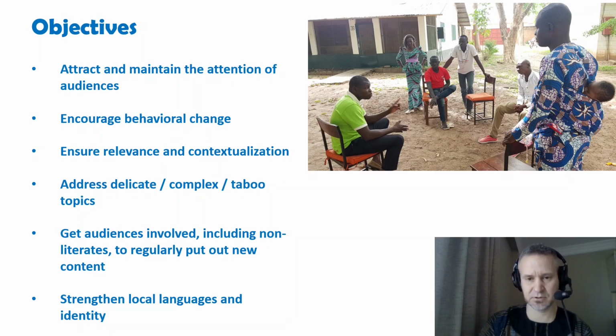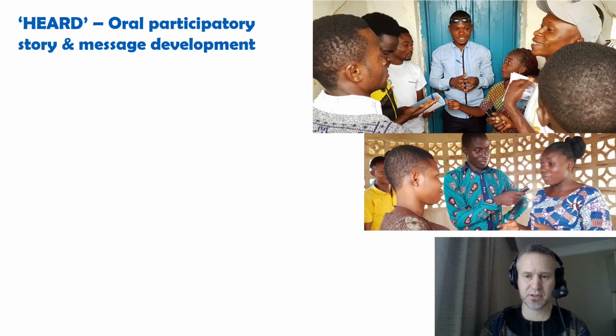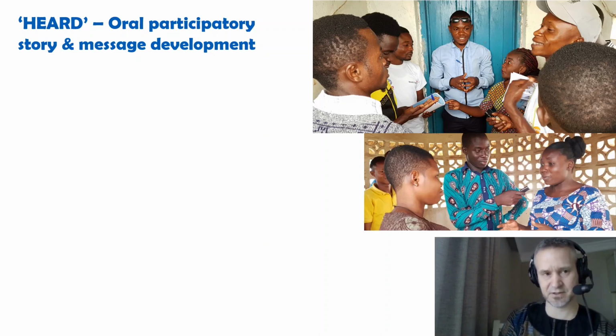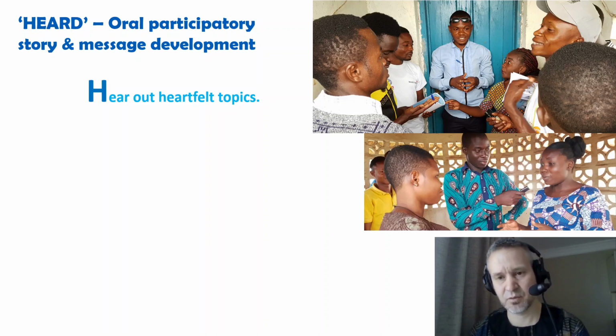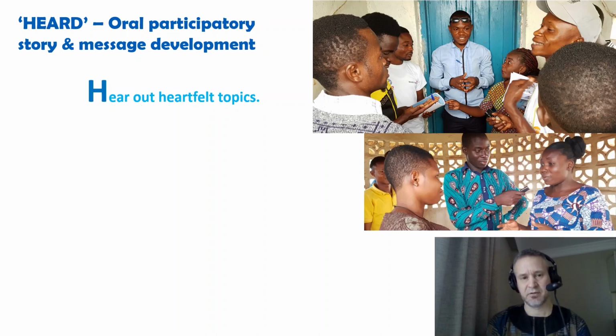We're going to be talking now as a next step through the different letters of the method, which is called HEARD, with every letter standing for one of the steps in the process. So first you start out by hearing out heartfelt topics. What does that mean? Basically, first of all, you want to make sure people can actually relax enough so that they can speak from their heart.